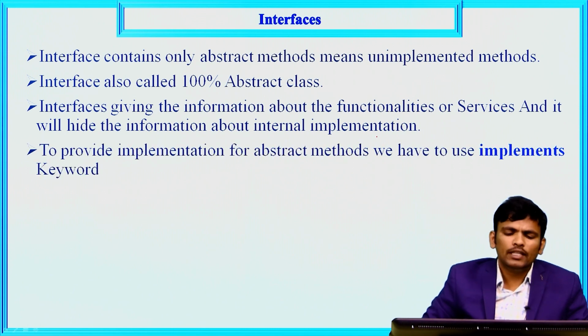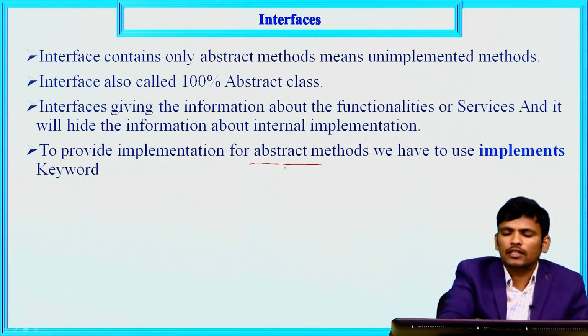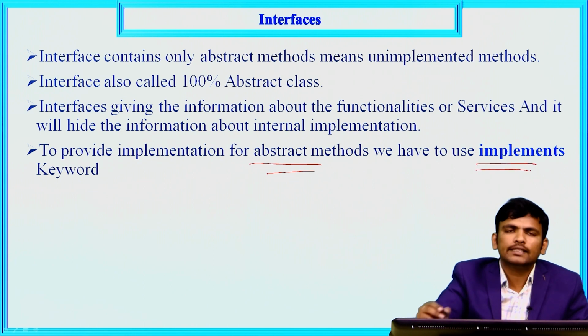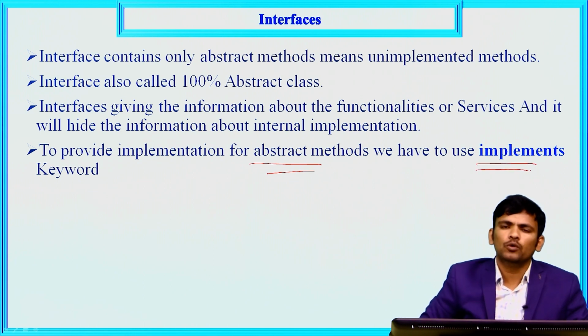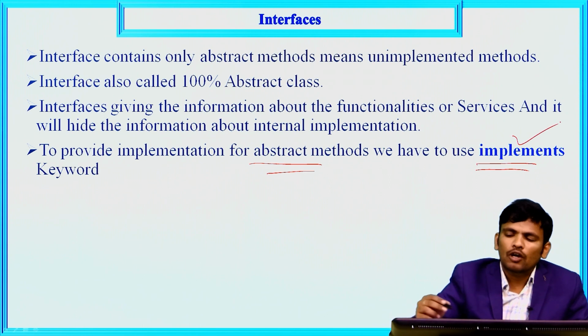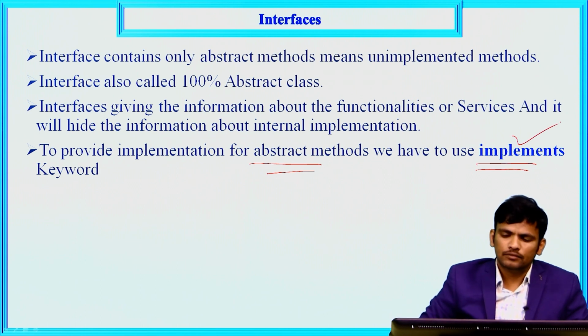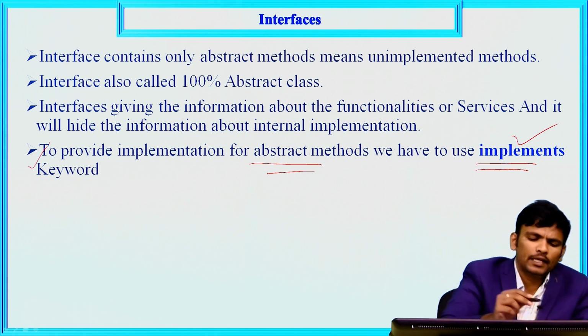Now, to provide the implementation of these abstract methods, we have to use the implements keyword. Meaning if any class tries to use an interface, that class must implement all the methods inside the interface. So using the implements keyword, we need to override them. This point I will explain programmatically.